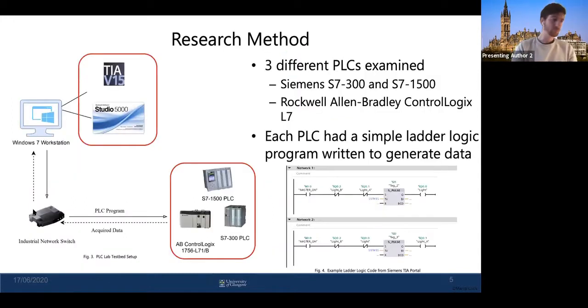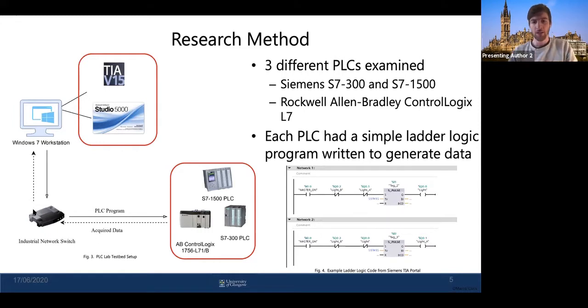Okay, so our research method. We looked at 3 PLCs, and the reason we chose 3 is because we wanted to look at the differences in available artifacts between models within the same vendor. So in this case, we've got an S7-1500 and an S7-300, both from Siemens. But we also wanted to look between different vendors, so we have an Allen Bradley ControlLogix PLC there as well.